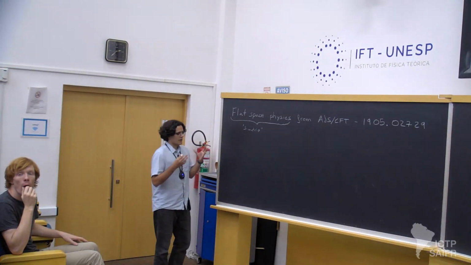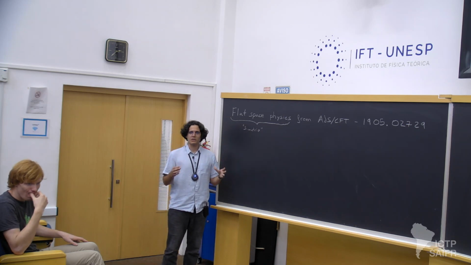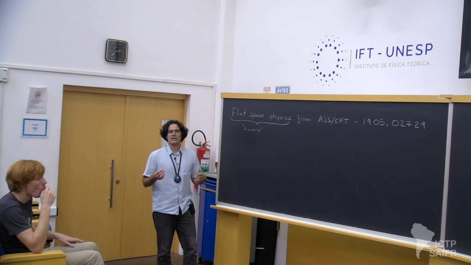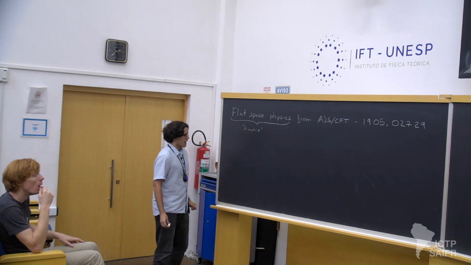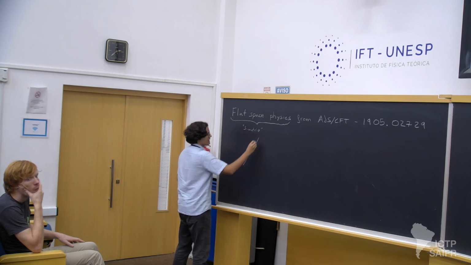What I would like to understand is whether or not one can obtain a microscopic description of some theory of physics in an asymptotically flat geometry. And so I would like to apply the holographic principle to such geometry. So let me draw it. This would be Minkowski space.